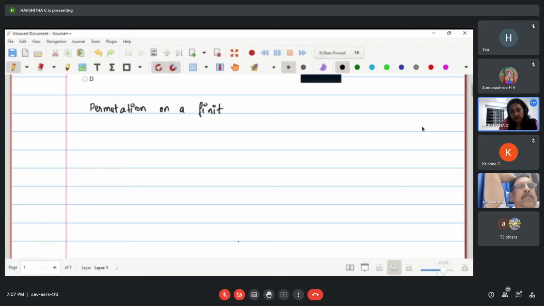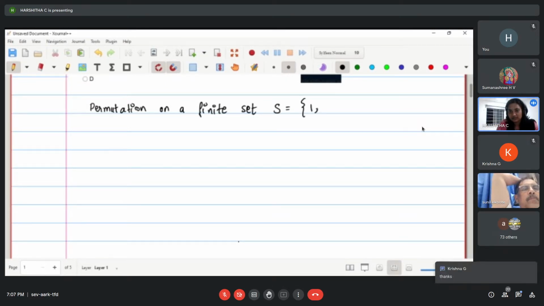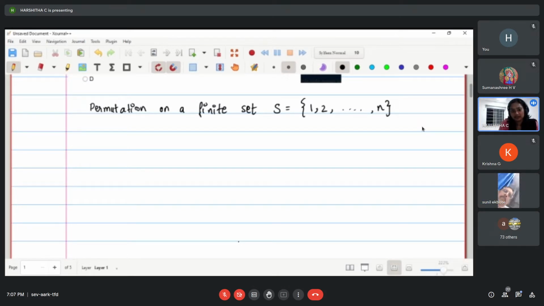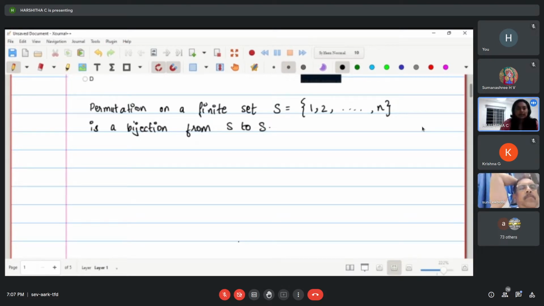So usually, if the set has cardinality n, we just take it as 1 to n. So on a set S, which is 1 to, let's say, up to n, a permutation is a bijective function from S to S. Right? So let's just take a small example.